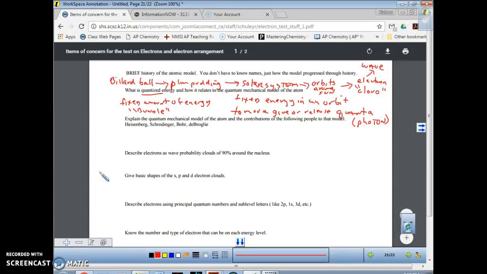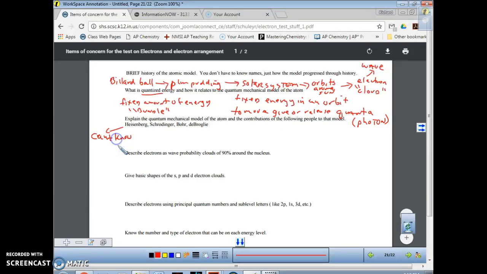Explain the quantum mechanical model of the atom and the contributions each people made to the model. What did Heisenberg do? We didn't talk about him. That's one section I skipped. Basically, he was the guy that said that you can't know both the position and the speed of a particle at the same time. So you can't know.